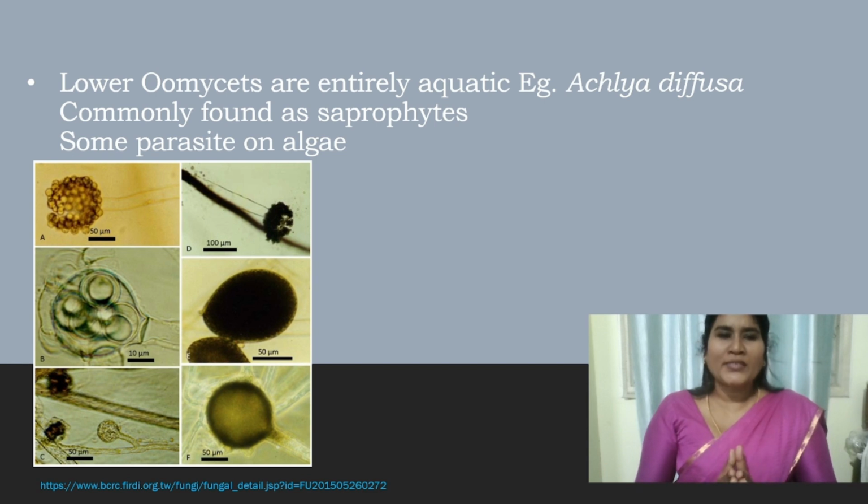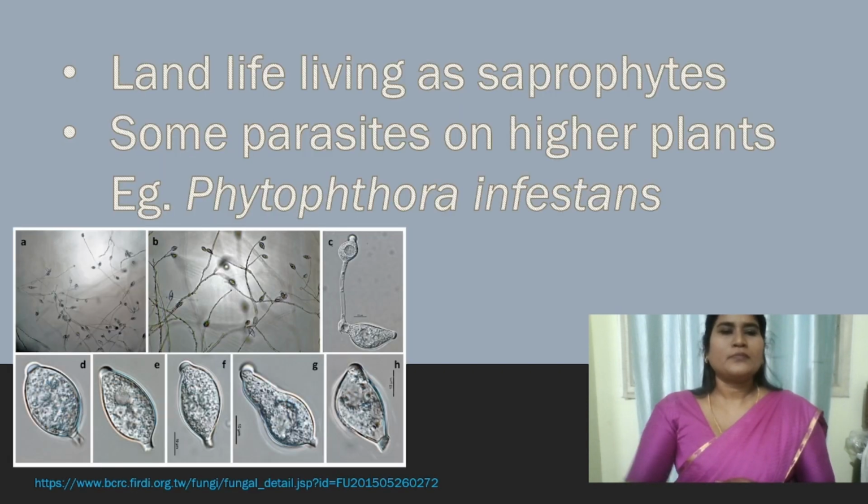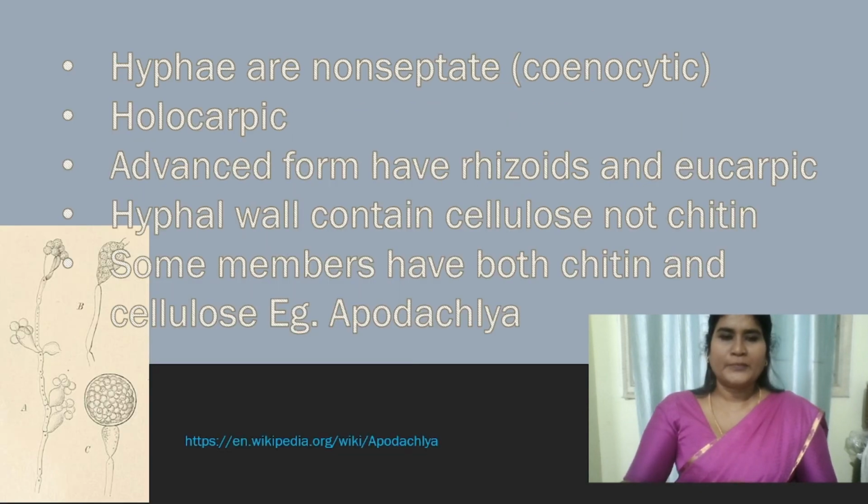The oomycetes, the lower fungi, are entirely aquatic. Just an example is Achlya diffusa. These aquatic fungi are mostly found as saprophytes or parasites on the algae or water organisms. The land-living oomycetes are mostly saprophytes, or some are parasites on the higher plants. Example, Phytophthora infestans, a parasite on the potato plant.